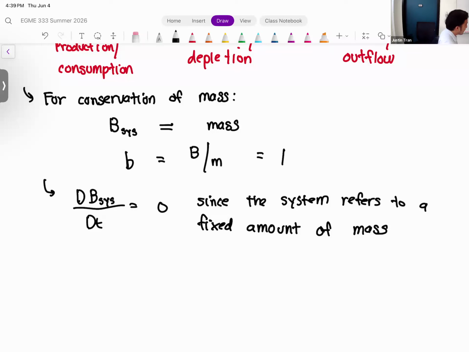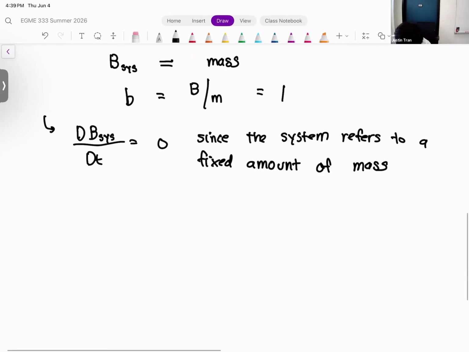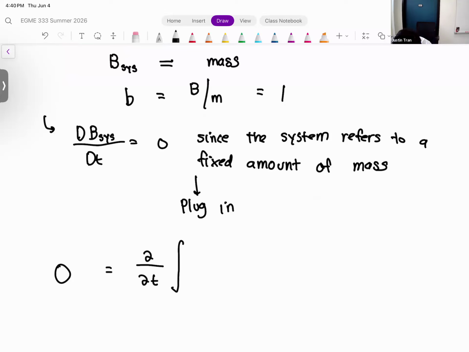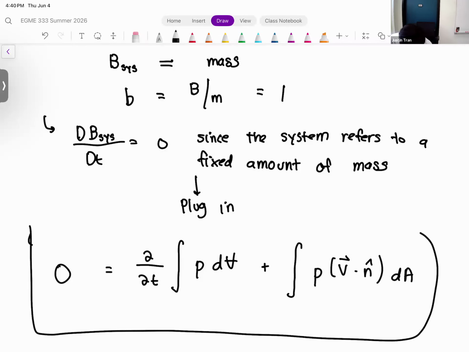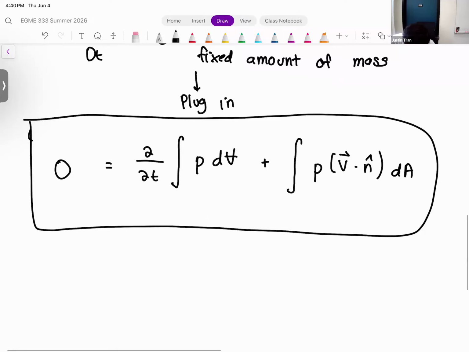Okay, so if we make those substitutions, then we get a more simplified version of conservation of mass, so Reynolds transport theorem. Right, so we plug these in, we get 0 is equal to partial t of integral rho dV plus integral rho v dot n hat dA. So this equation right here, this is our Reynolds transport theorem for conservation of mass.